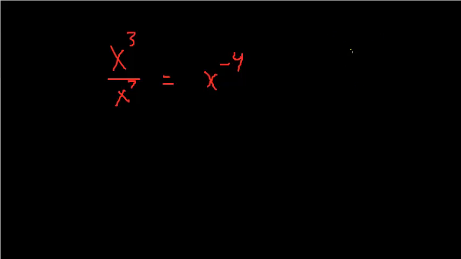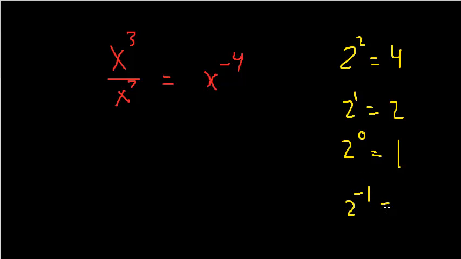So if I look here, when I have 2 squared, this gives me 4. 2 to the 1st is just 2. 2 to the 0 is 1. Anything to the 0 power is 1. And if I continue this pattern, dividing by 2 each time, 2 to the negative 1st power then should be 1 over 2. 2 to the negative 2nd power then should be 1 over 4.